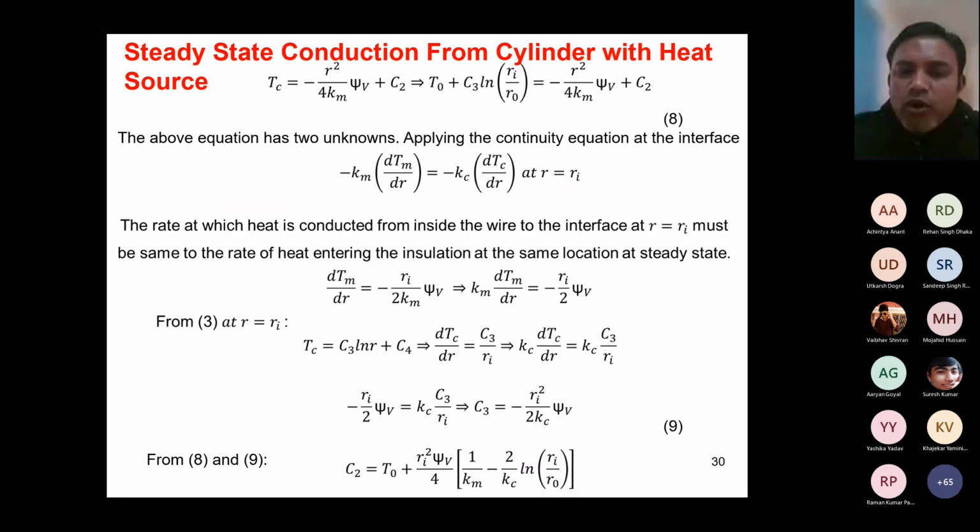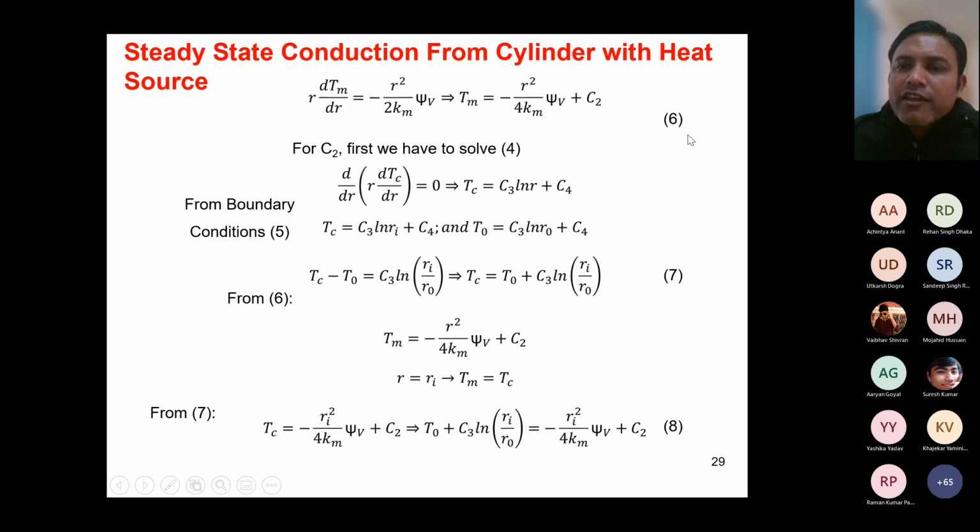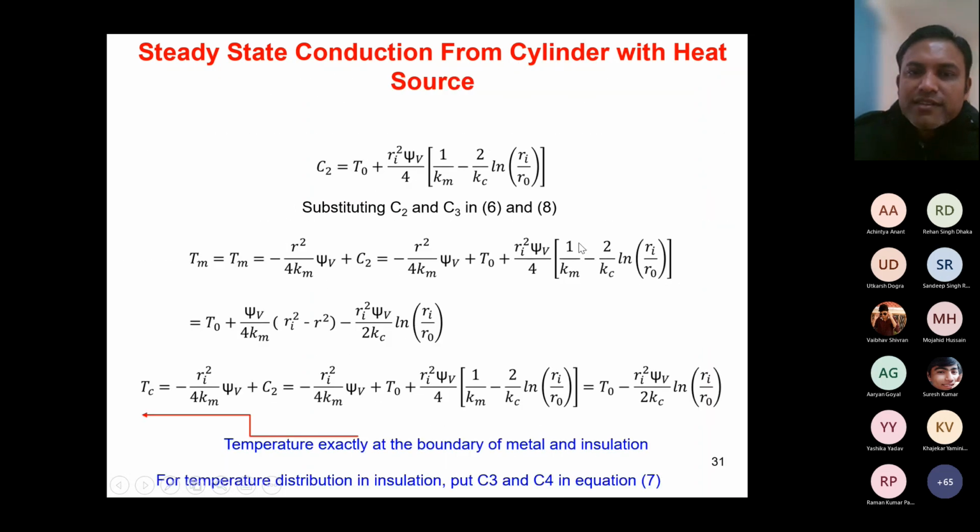So once we have obtained C3 and C2 here, we can back substitute them in the original distribution equation, equation 6, and this equation here, and we can calculate the temperature distribution across the metal wire as well as the temperature distribution across the insulation. That's what we have done in the subsequent slide. We have put the C2 in 6. We have calculated the temperature distribution across the metal wire, which is obtained by this equation.